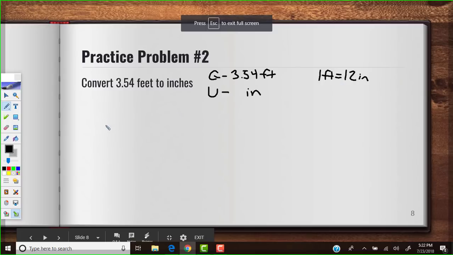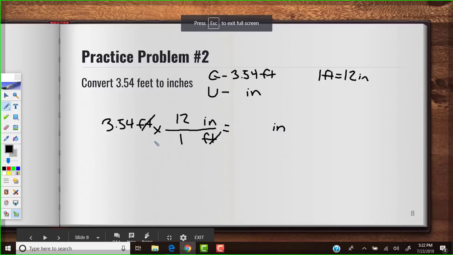So again, when we write out our problem, we always start with our given, 3.54 feet. We multiply. Remember what I said before, whatever unit is on top of the first step goes on the bottom of the next step. And then we can directly convert feet into inches. We've got our units here, so 12 inches per 1 foot. Our units of feet cancel.